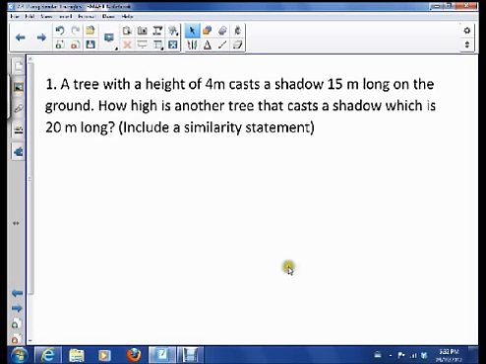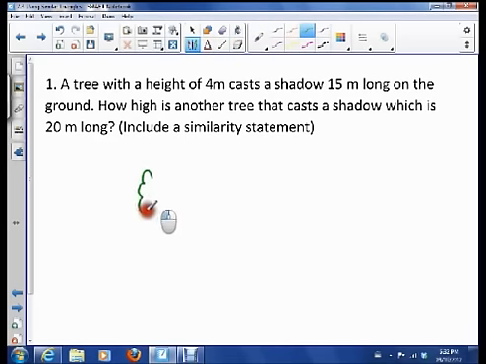A tree which has the height of 4 meters casts a shadow of 15 meters long on the ground. How high is another tree that casts a shadow which is 20 meters long? So the scenario is, the first thing is we have to draw a diagram. So here is a tree. There's my tree.